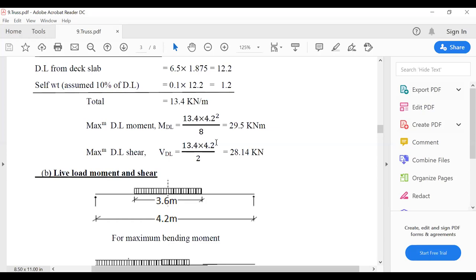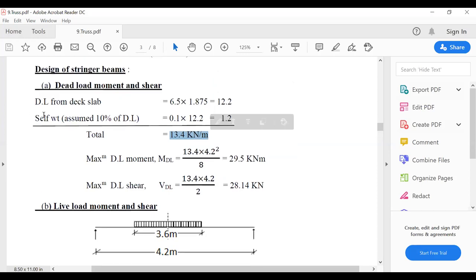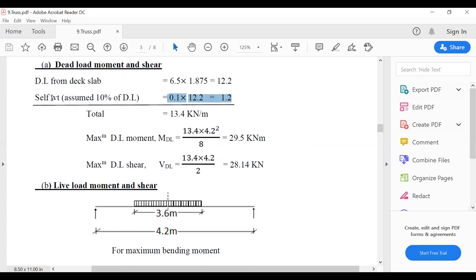WL square by 8, WL by 2, all these formulas you know. This is W. Self weight of the Stringer Beam. This is 10% of dead load. This is self weight of the Stringer Beam. Self weight of the Stringer Beam is assumed to be 10% of the dead load of the deck slab. That you can note it down.